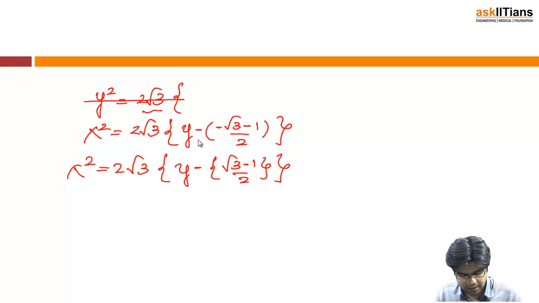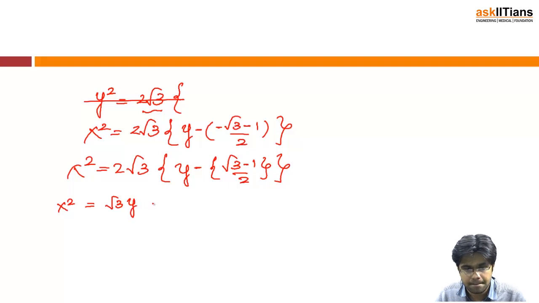That means if this is it, then let's simplify it. That means my equation will become x square is equal to root 3 y plus root 3 times root 3 plus 1. So this is actually 2y.